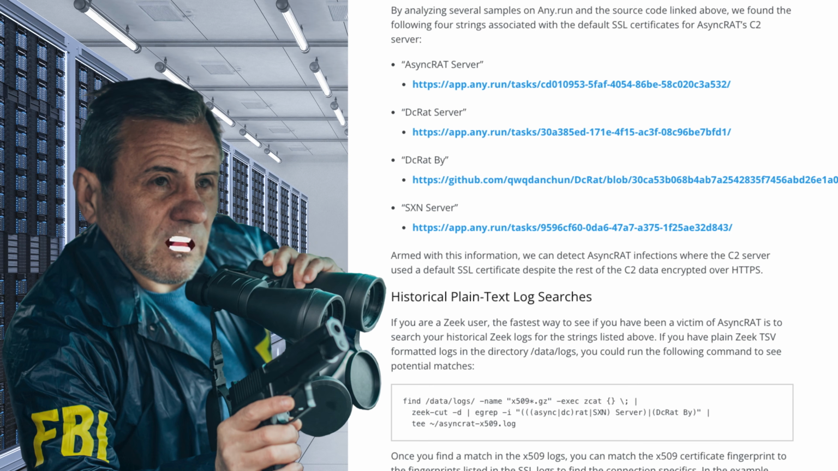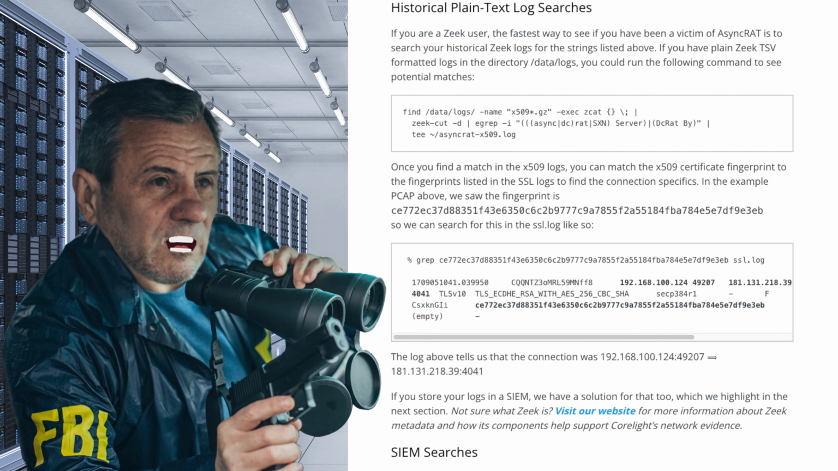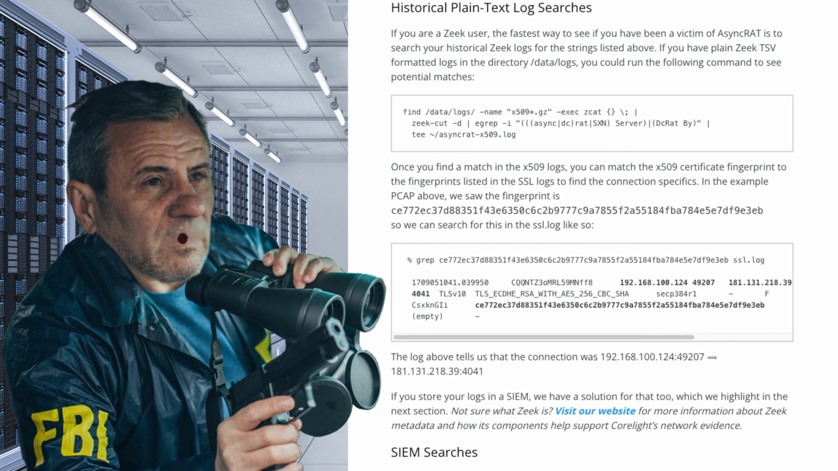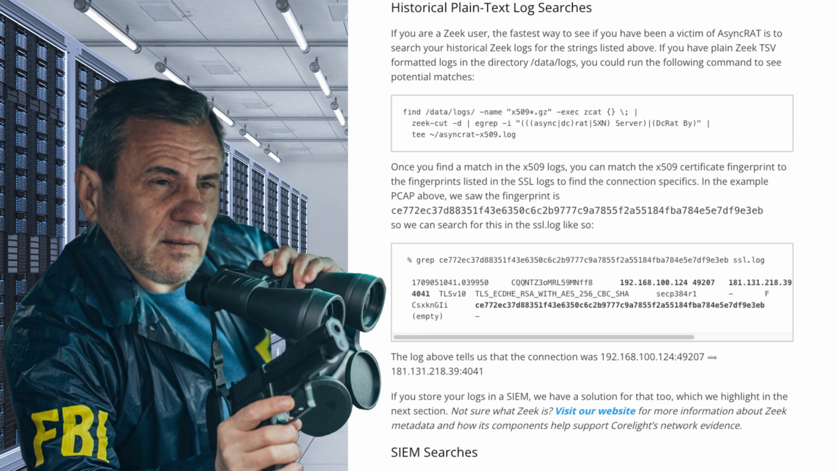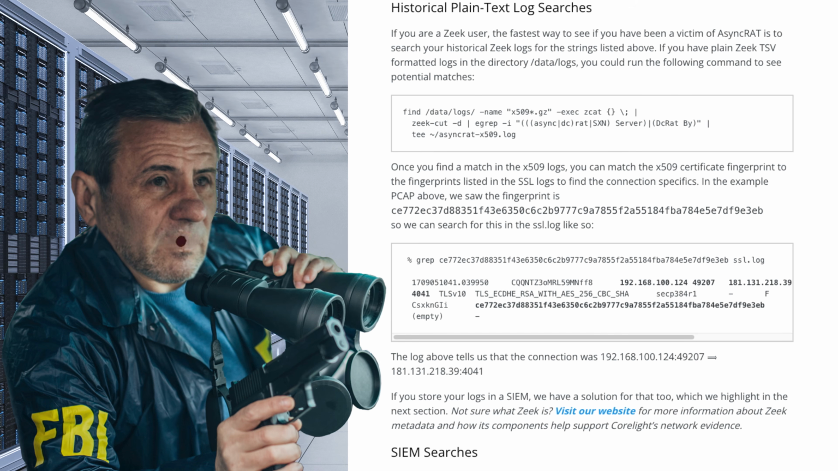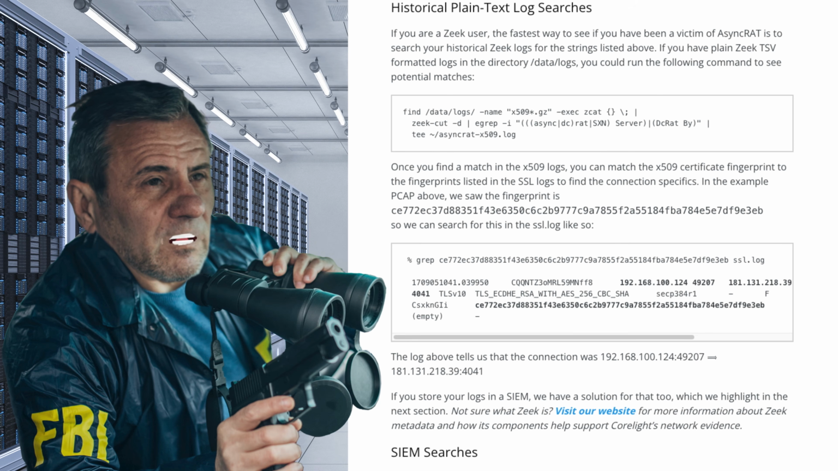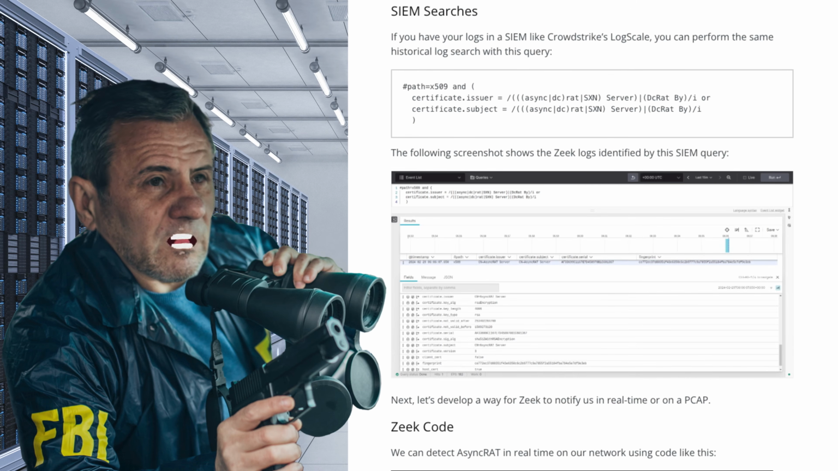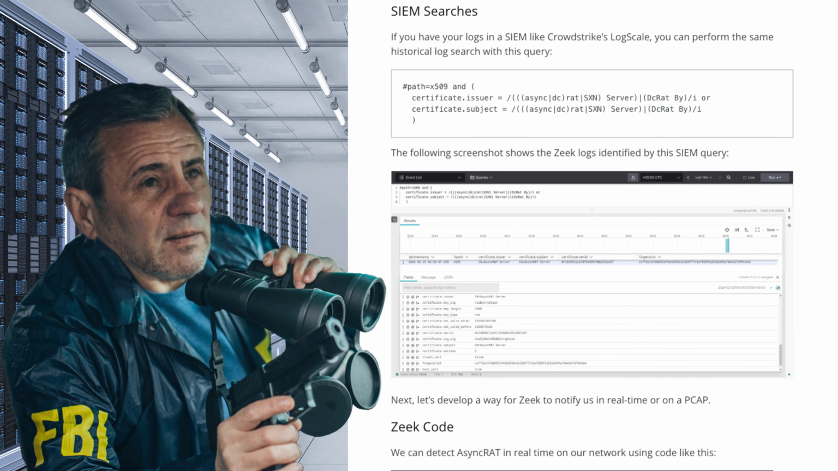Now, my buddy over at Corelight also told me that even if I'm just running Zeek and I have historical logs, I can run commands like these and search my historical logs for any instances of the AsyncRAT server. And you notice in this line that the signature is a little more complicated than just looking for AsyncRAT, because we're also looking for the variants like DCRAT and SXN. If you're one of the fortunate people that keep your logs indexed, Corelight gives you some SIEM searches as well.